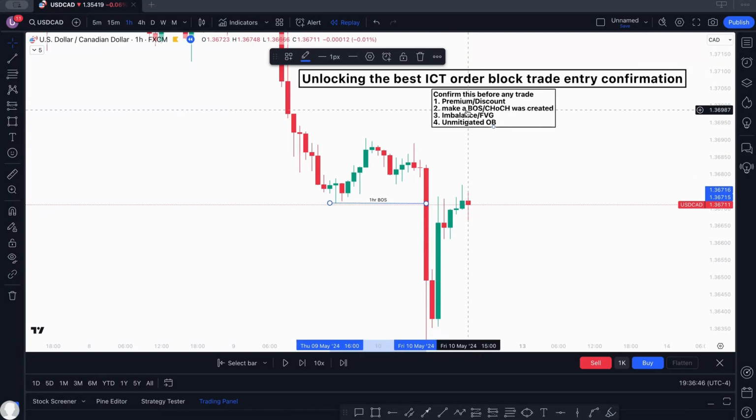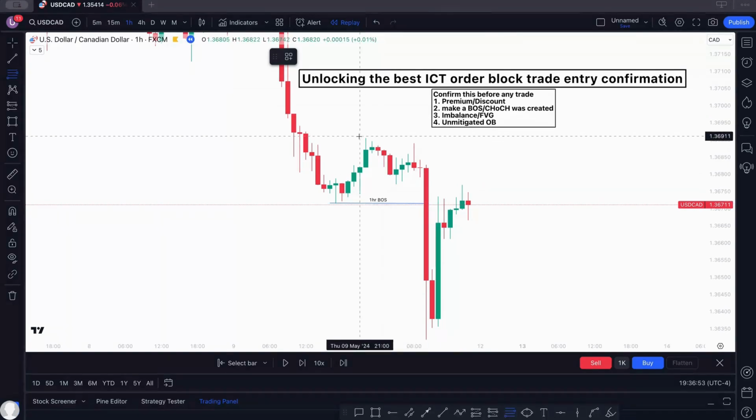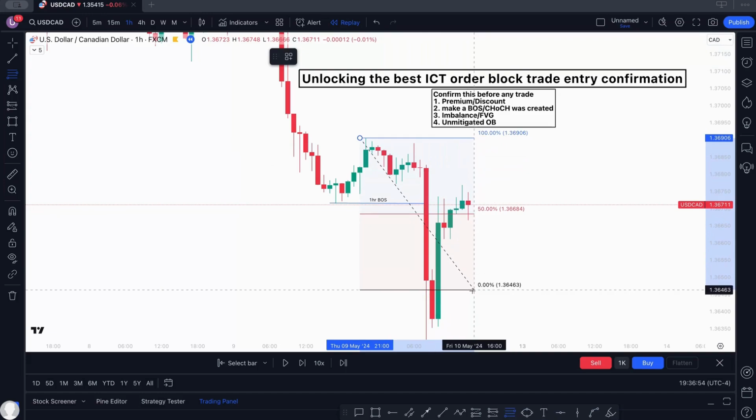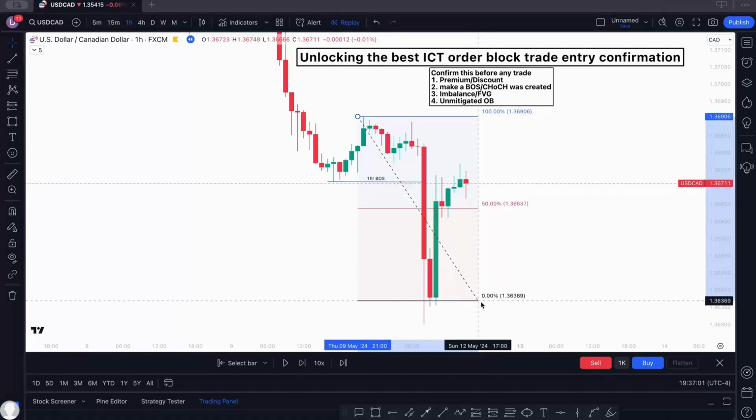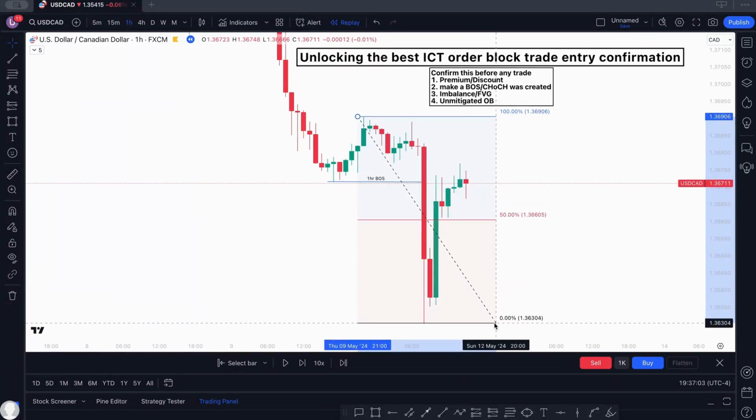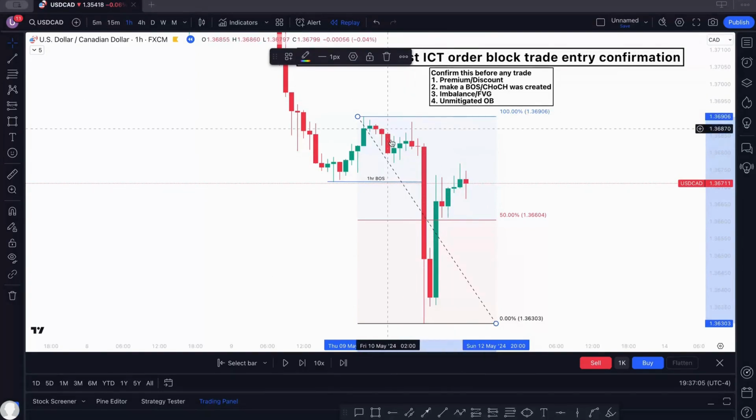Now, the next one we are looking for: the market has created a BOS, which is number 2. Number 3 states that it must be in the premium or in the discount. And what am I seeing here? I'm seeing a bearish momentum, which signals that the market is going down. I'll take my Fibonacci from the high to the low and look for my institutional reference point in the premium.